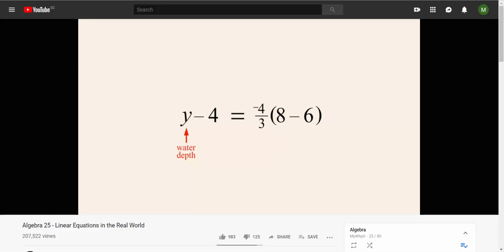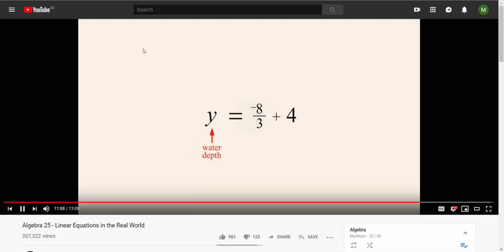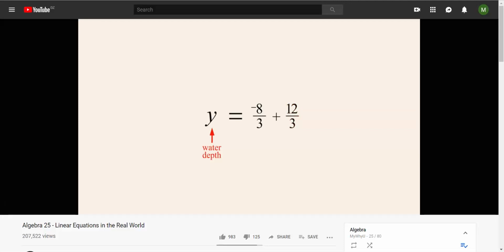As we all know, 8 minus 6 is 2, and negative 4/3 times 2 is negative 8/3. Then, adding 4 to both sides, we can write 4 as 12/3, and negative 8/3 plus 12/3 is 4/3. So, according to my calculations, the water depth at 8 o'clock p.m. will be exactly 4/3 feet. In other words, 1 1/3 feet.